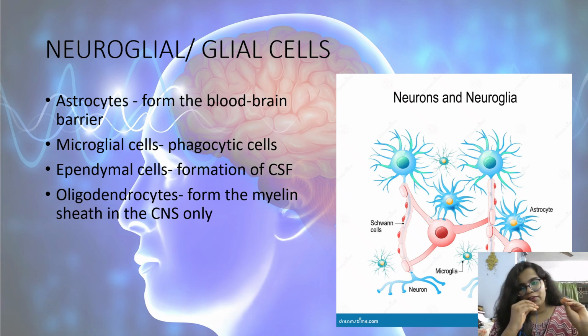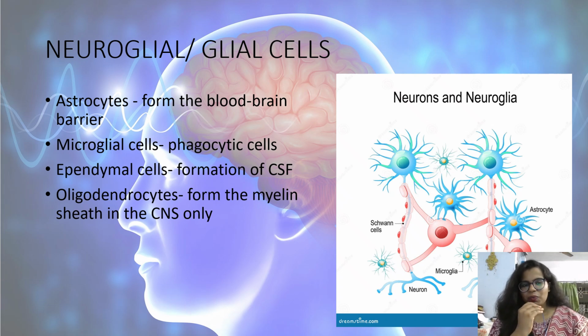Then we have the microglial cells. The microglial cells are derived from the mesoderm, and their function is that they are phagocytic cells. And the phagocytic cells play an important role in immunity. Now we have the ependymal cells. Ependymal cells are derived from the neuroectoderm, and they are responsible for the formation of the cerebrospinal fluid, which is also known as the CSF.